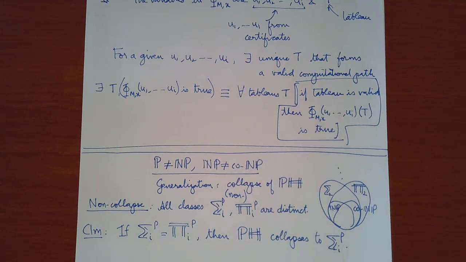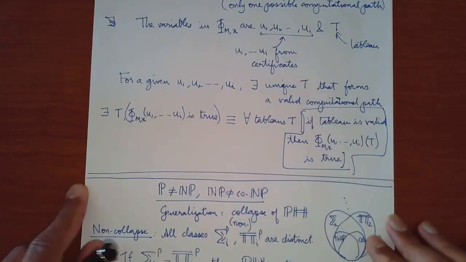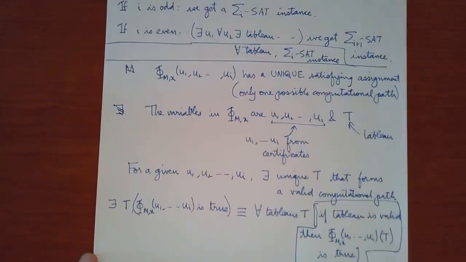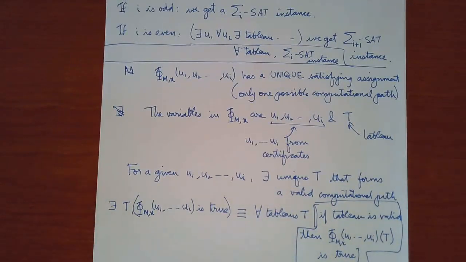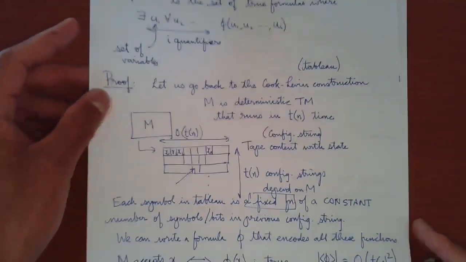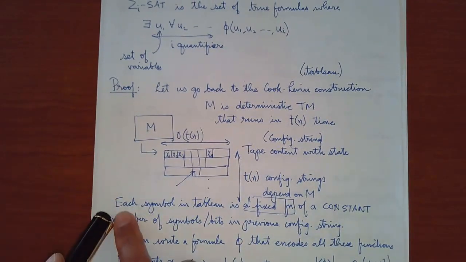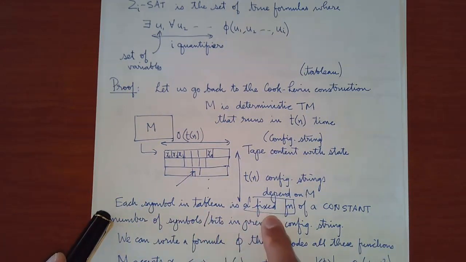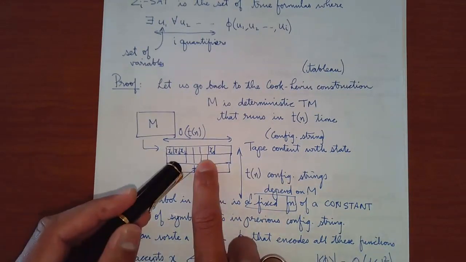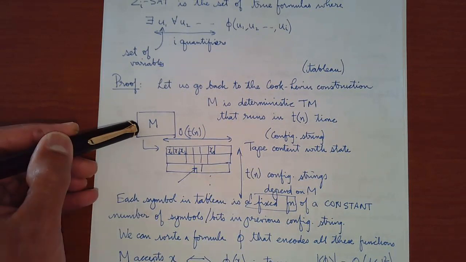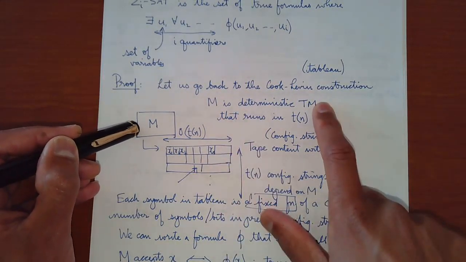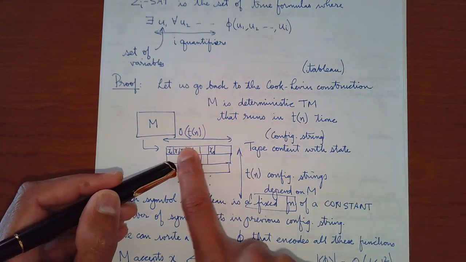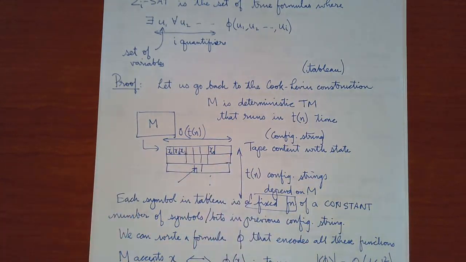Okay, then I wanted to go back to this proof, and I said that there's something about the proof that I don't like, which is the switching. And I want to give you a different perspective on the proof, which is a nice segue to the next topic that we have. So let's go back to this notion about the tableau. And remember I said each symbol in the tableau is a fixed function of a constant number of symbols in the previous configuration. Right? And this is because M is deterministic. So if you take any deterministic Turing machine, then each symbol is a fixed function of a few previous symbols.